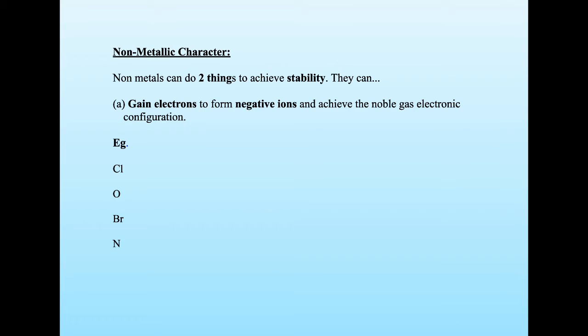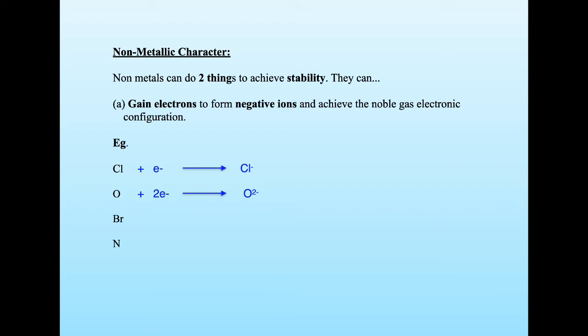Non-metallic character is essentially to do with elements gaining electrons or somehow achieving a greater share of electrons. If they gain electrons, they form negative ions. They're non-metals, they gain electrons, and they form negative ions to get the noble gas electronic configuration. So chlorine, for example: chlorine usually goes around in packets of 2, a chlorine molecule, but we'll simplify it here. A chlorine atom would gain 1 electron to make a chloride ion.